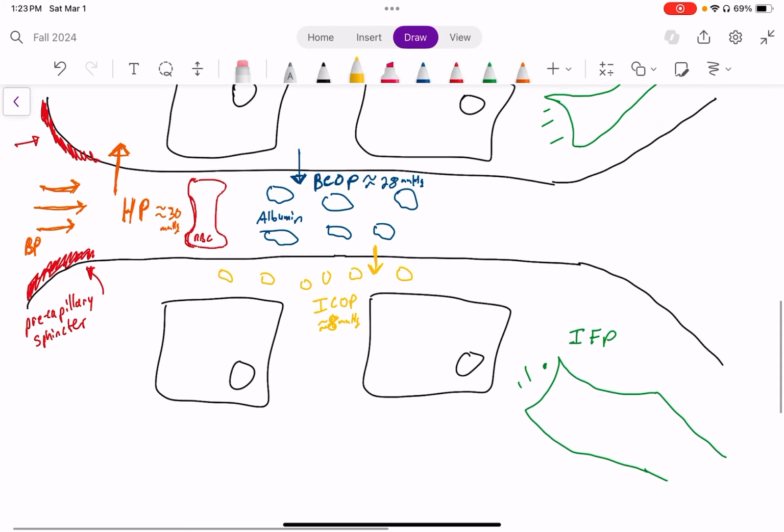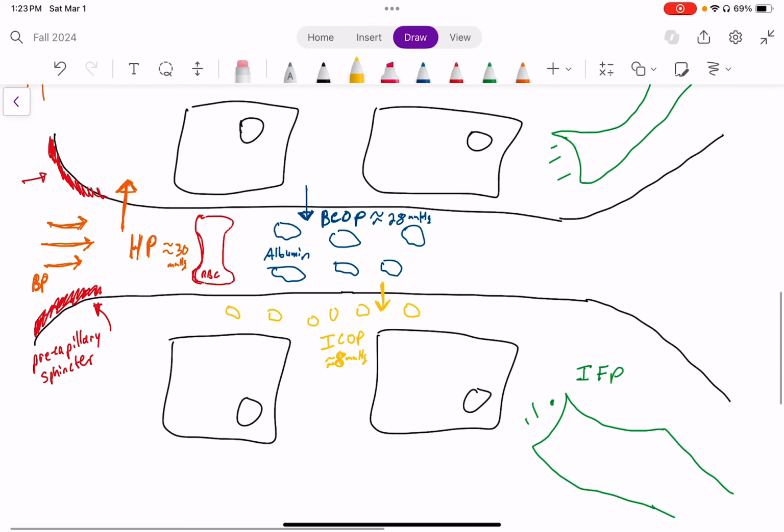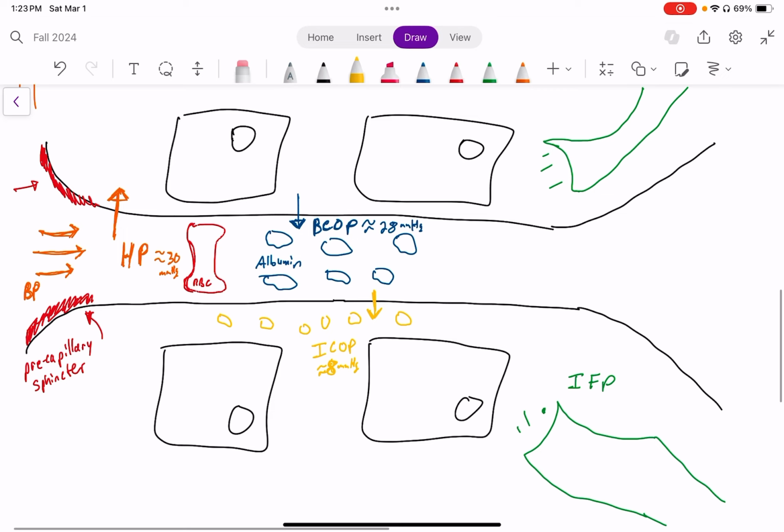Great. Now there's one last pressure to consider that affects capillary exchange, right? This is IFP, and that's interstitial fluid pressure. And that is caused by these lymph vessels.